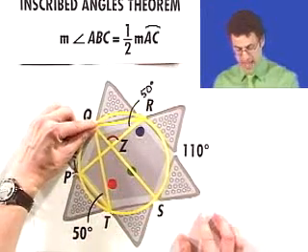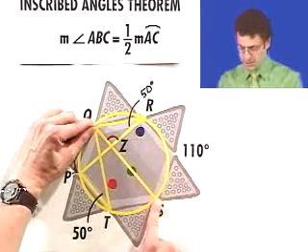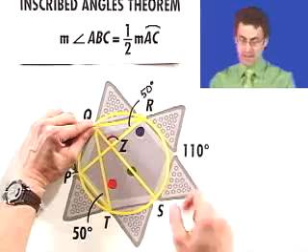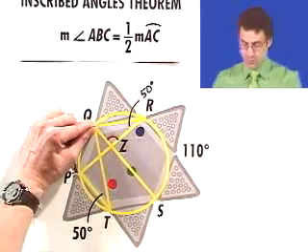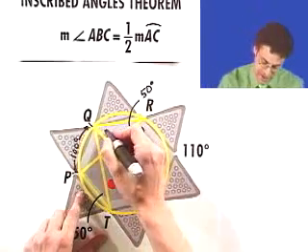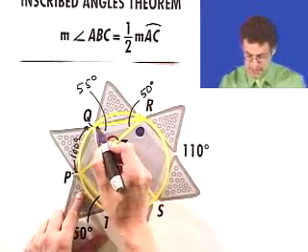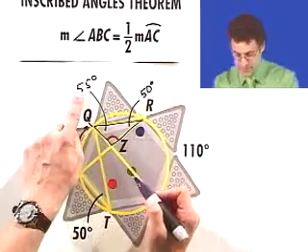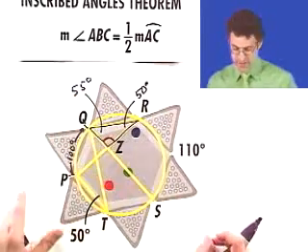Hey, wait a minute. That angle right there is an inscribed angle. Here's the arc, and that arc we know is 110. Since that's 110, I can plug it in and find the measure of the angle. It's going to be 1/2 of 110, which is 55. This is 55 degrees. I've got a little teeny triangle here, and I know two of the angles, 55 and 50.